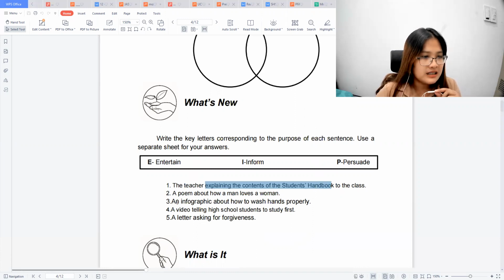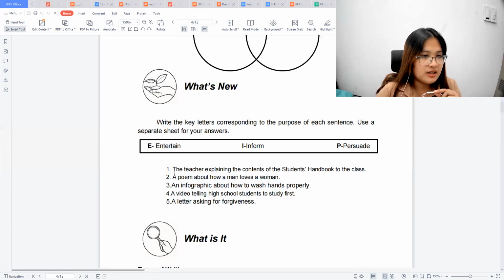Next, a poem about how man loves a woman. If it were from the point of view of the man, it's possible that he wants to persuade the woman. But as a reader, if you find a poem about how a man loves a woman, we are being entertained by the author. Infographic number 3 about how to wash your hands properly. Here's the keyword, and correct, the answer is to inform. You are being informed by the infographic on how to wash your hands properly.